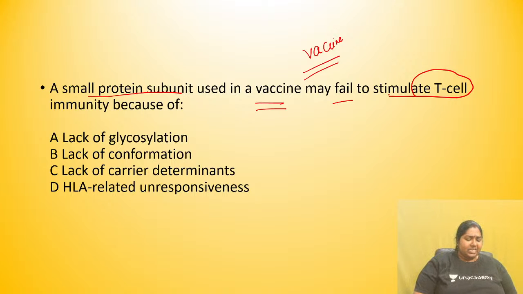Why, if it is going to be a small protein subunit, is it failing to stimulate the T cell? It is because they lack this glycosylation, or they lack the conformation, or they lack the carrier determinants, or the HLA related unresponsiveness is going to be there.